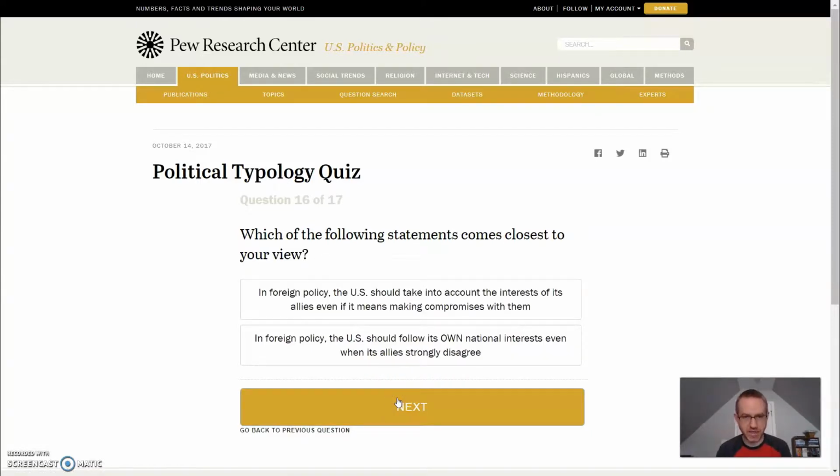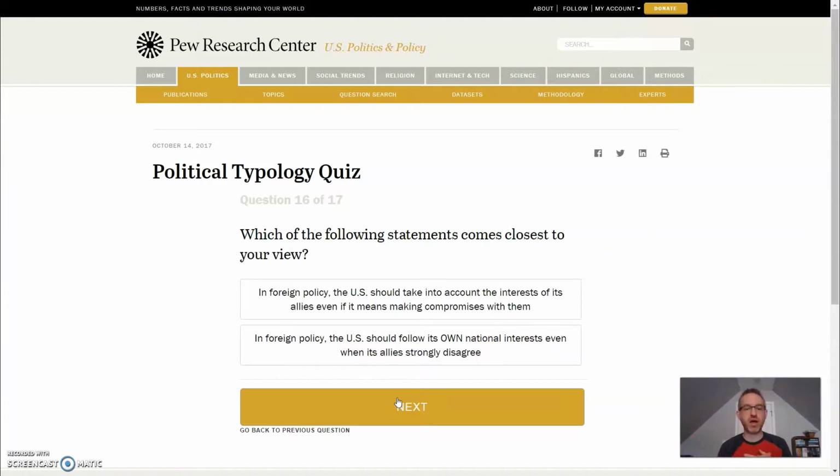Number 16, in foreign policy, the United States should take into account the interests of its allies, even if it means making compromises with them. Sometimes when we're dealing with England and Canada and France and Germany and these countries that are our friends today, they might want us to focus on something that wouldn't necessarily be our number one concern. If you are taking the first option here, you would say, yeah, maybe we need to listen to those things because if we give them what they want, maybe down the road, they'll give us what we want.